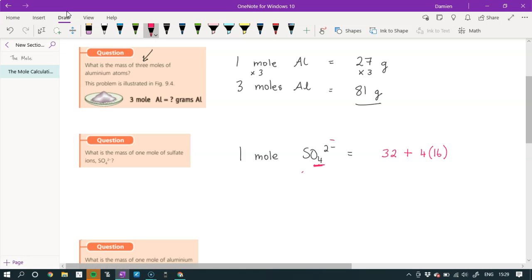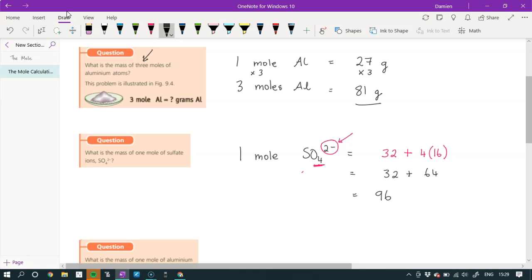And that's it. This 2 negative is irrelevant in this question. So SO4 and SO4 2 negative is irrelevant. Now what we're going to do is just work this out. So we've got 32 plus 64, so that's going to give us a total of 96.